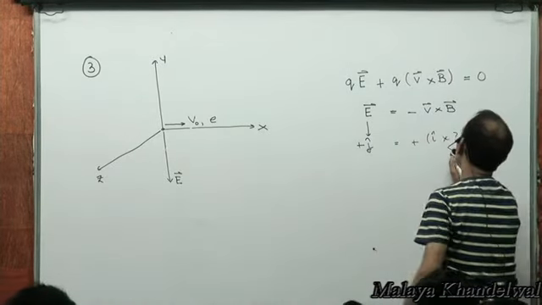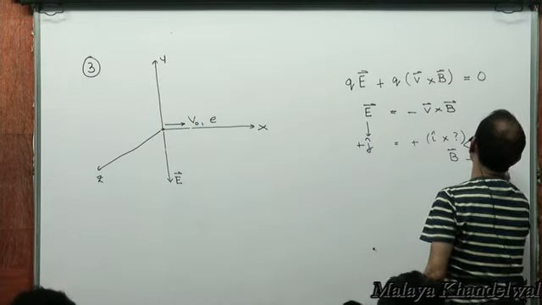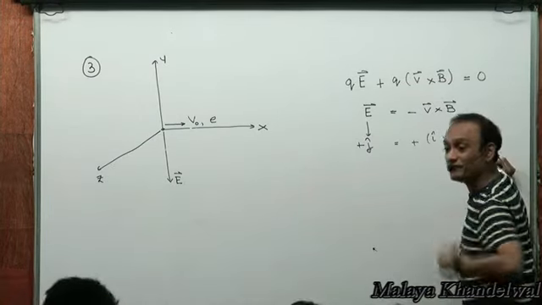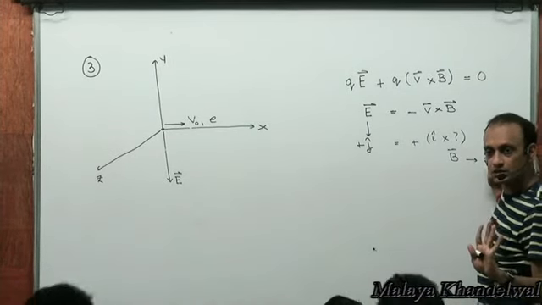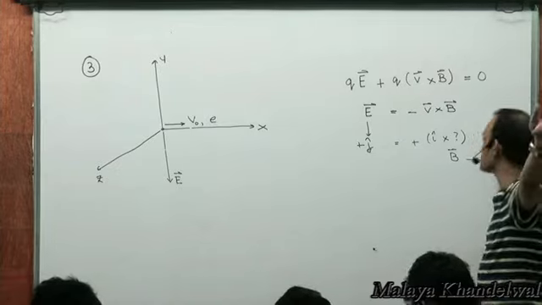So then B must be in the minus k direction. That means in the negative z direction. B must be in the negative z direction. Do you all understand this?